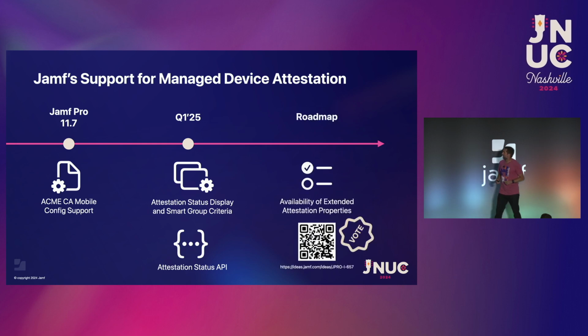And then the last bit is availability of some of those extended attestation properties. So not just those basic immutable identifiers, but some of those immutable or mutable properties. If you have some ideas of how you want to use this, we'd love to hear them. As you play around with this and want to understand how you could use managed device attestation more, please go ahead and vote on our Jamf Nation ideas.